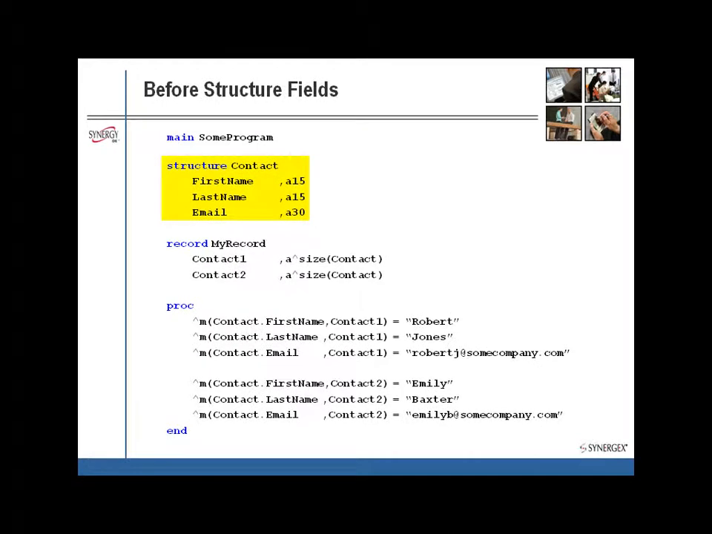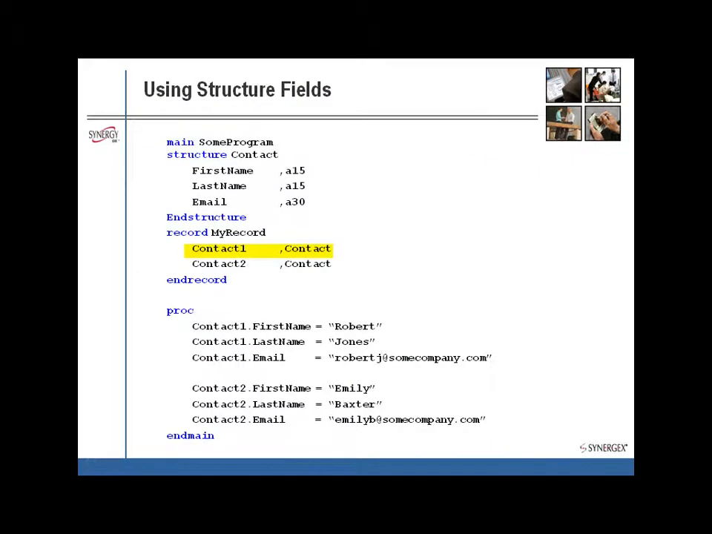Here's an example of one possible use of a structure before we had support for struct fields. In the yellow box you can see that we have a structure called contact. Once we had a structure, we could define fields based on the size of that structure. So here, the size of contact 1 is determined by the structure, as is the field contact 2. We could then use #m to access the logical subfields within the contact 1 or contact 2 fields. This technique works great and could be very useful from time to time, but it doesn't exactly make for very readable code.